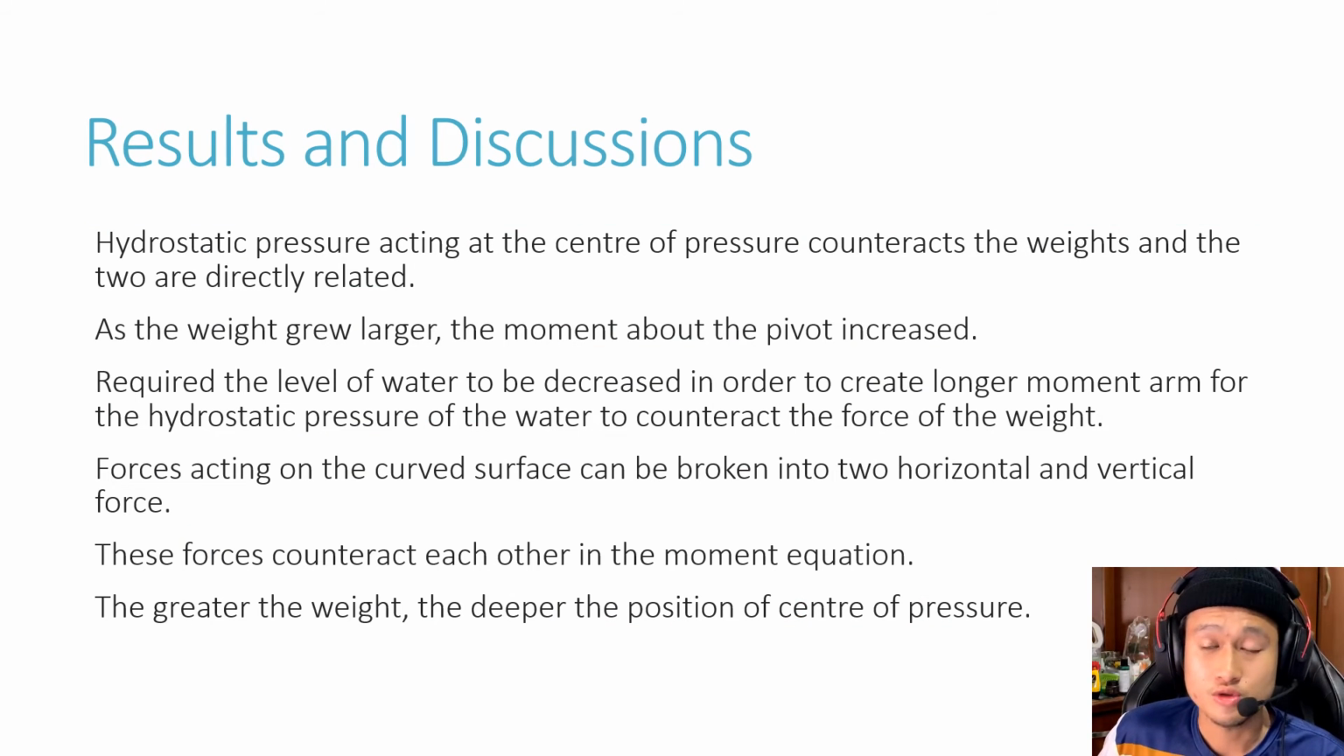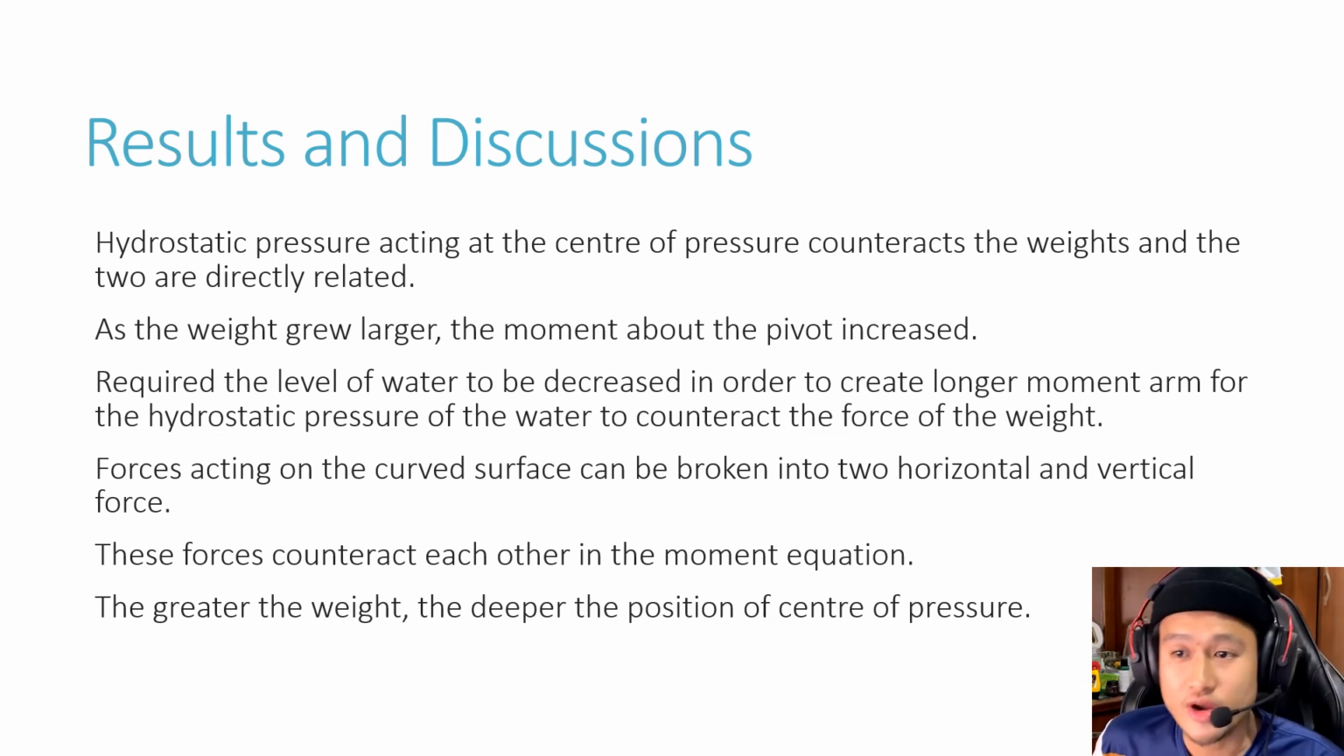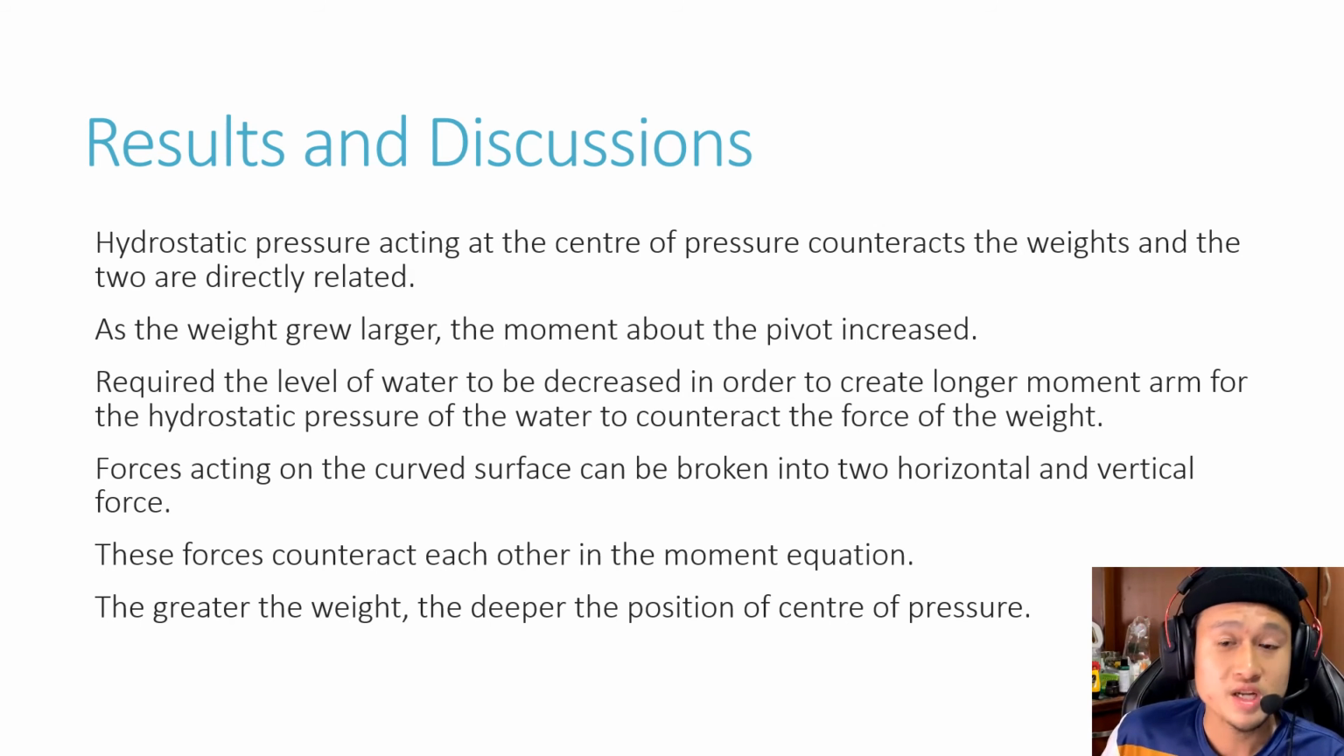So moving on to the discussion part. So hydrostatic pressure acting on the center of pressure counteracts with the weights and the two are directly related. As the weight grew larger, the moment about the pivot increased, as you can see by the dipping of the balance arm. This required the level of water to be decreased in order to create a longer moment arm for the hydrostatic pressure of the water to counteract the force of the weight.